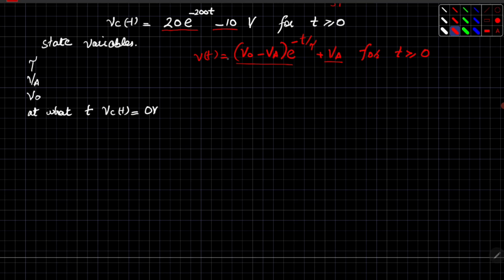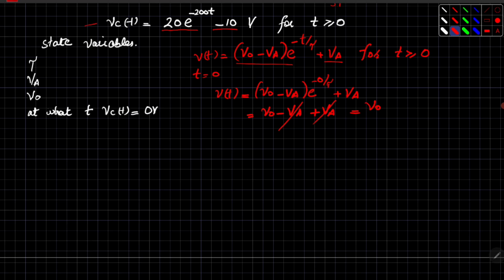And the other method is we place t equal to 0. When we place t equal to 0, our equation will reduce to v(t) is equal to (V naught minus VA) e raised to power minus 0 over tau. So this factor will become 1, plus VA. So we have V naught minus VA plus VA. So this VA will be cancelled out, and we get the value of V naught. So one method is to put t equal to 0.